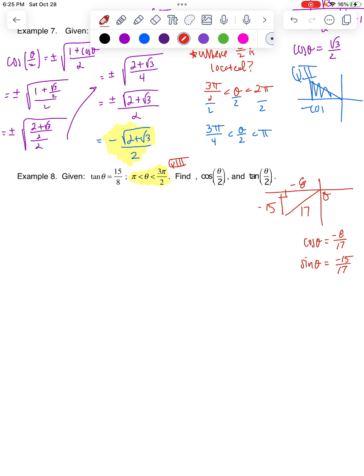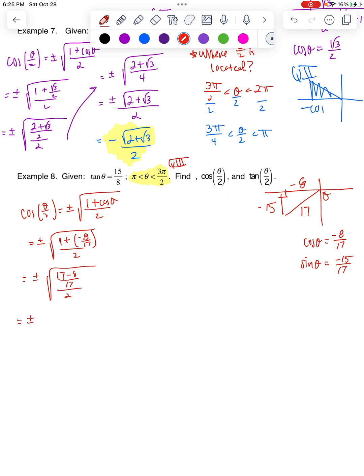All right, so let's go ahead and figure out our cosine of the half angle. So that's the plus or minus square root of 1 plus cosine of theta all over 2. We have our cosine of theta is a negative 8 over 17. So I have 1 plus the negative 8 over 17 all over 2. I'm going to go ahead and find a common denominator. So that's 17 minus 8 over 17 divided by 2.